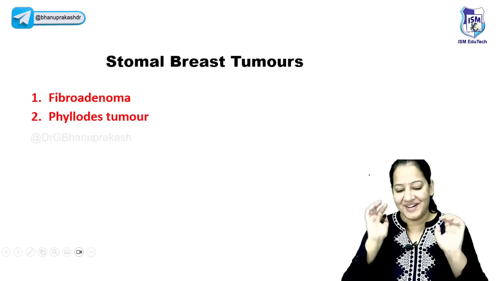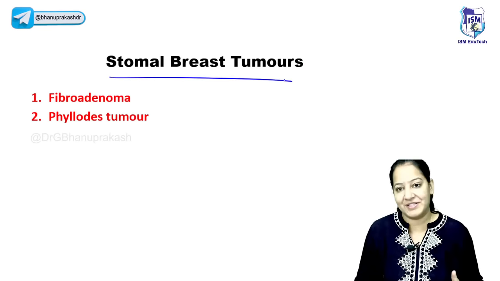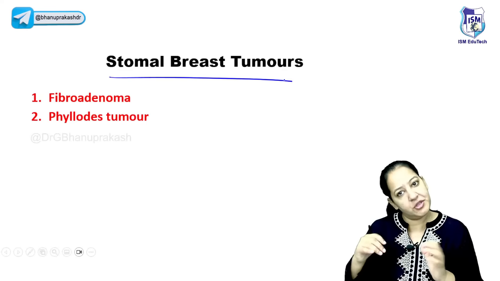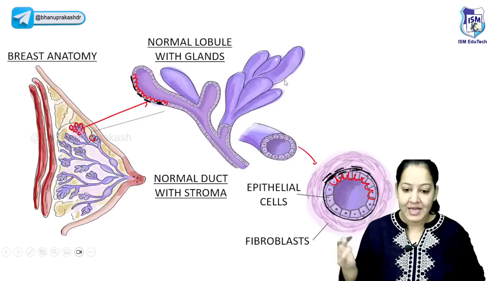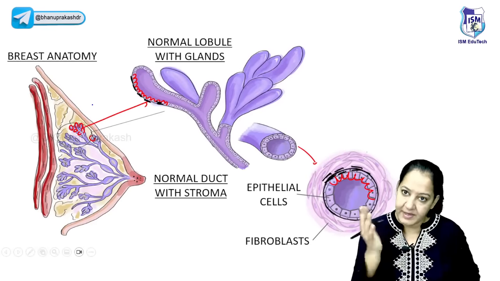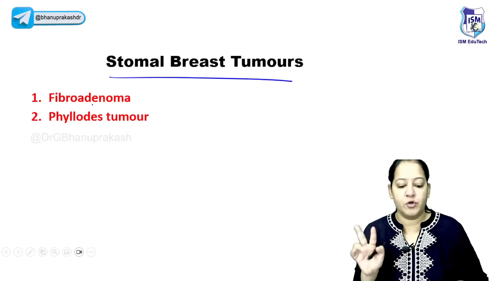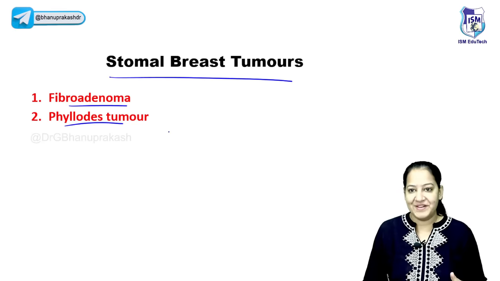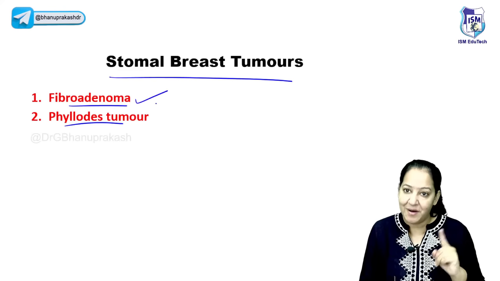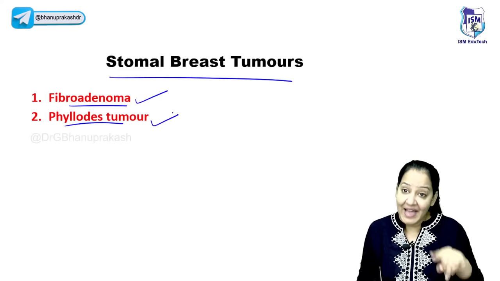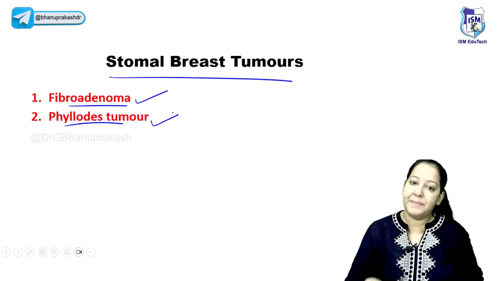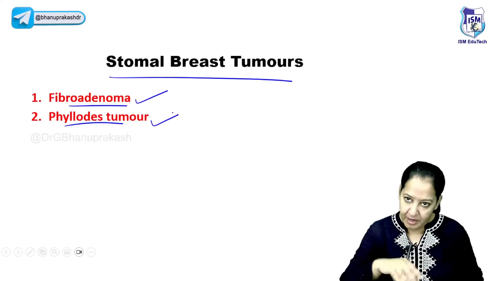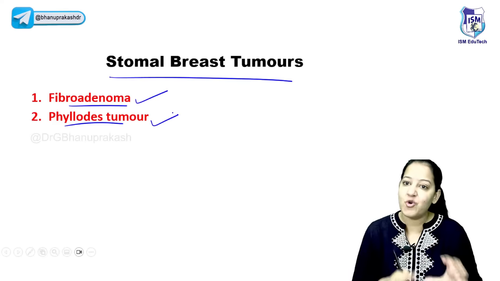Let's start the tumors in the breast, the stromal tumors. First, I'm going to teach you the stromal tumors, then the epithelial tumors. I told you there are two components. The background, can you see the complete background? That is stroma. Let me teach you two stromal tumors that are benign tumors of the breast: fibroadenoma and phyllodes tumor. Then I will cover the epithelial tumors, that is the main breast carcinoma, the adenocarcinoma of the breast, after covering the stromal tumors.